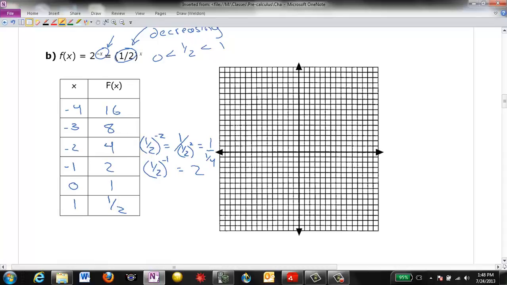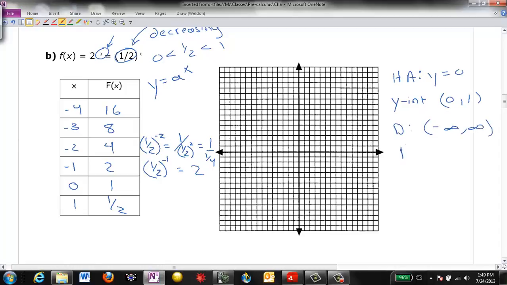Now let's think about this. Has anything changed? Where is my horizontal asymptote going to be? Have we deviated from that parent function y equals a to the x? As it turns out, no. It's just that here a is 1/2, but we're still in that basic form. So we know that we're going to have a horizontal asymptote at y equals 0. We're going to have a y-intercept at (0, 1). And we're going to have a domain from -infinity to infinity, and our range is still going to go from 0 to infinity. So those are the main features of this graph.